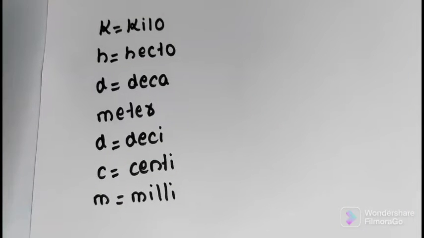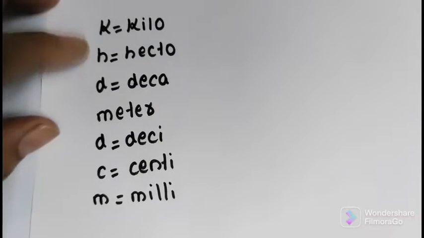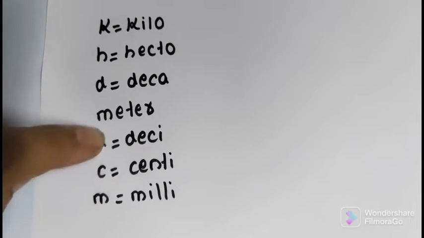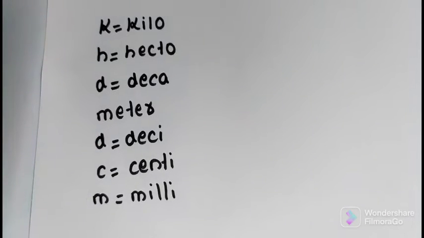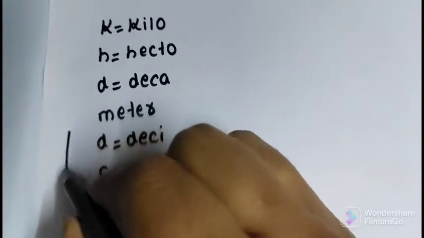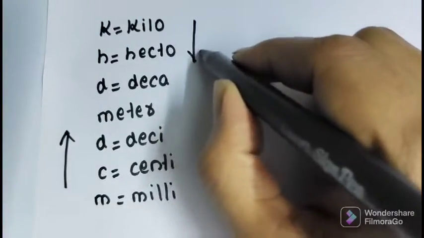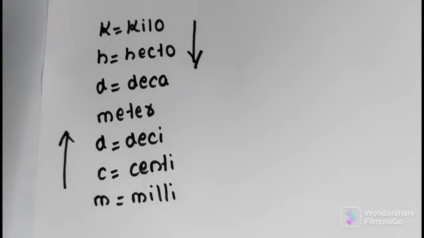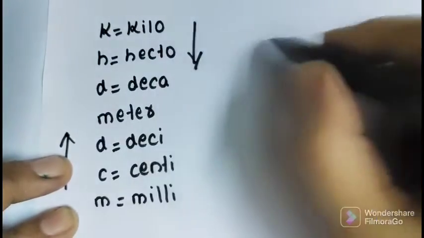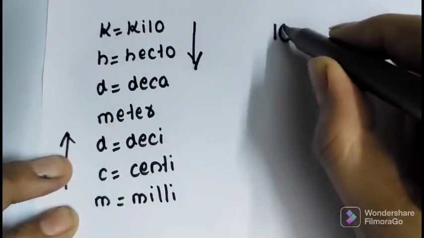You can use a mnemonics method, something like KHD, MDCM, or the opposite, MCD, MDHK; you can make your own mnemonics for that. And remember, going from down to up is the increasing order, and from up to down is the decreasing order. Now let's take an example and try to solve it. One more thing I would like to specify is that between each unit, this 10 plays a very important role.